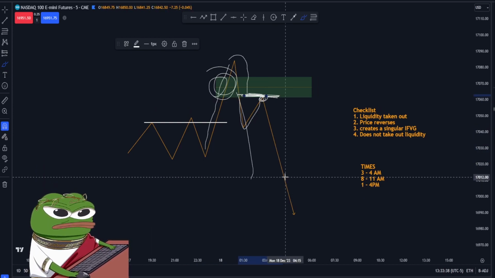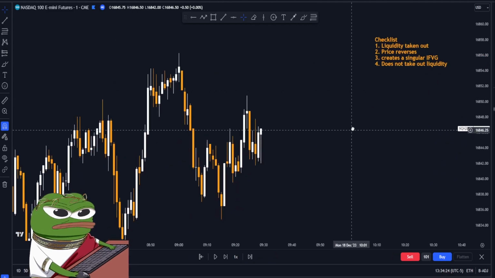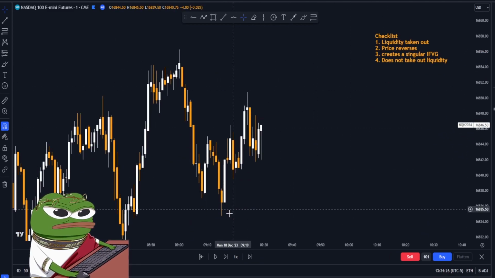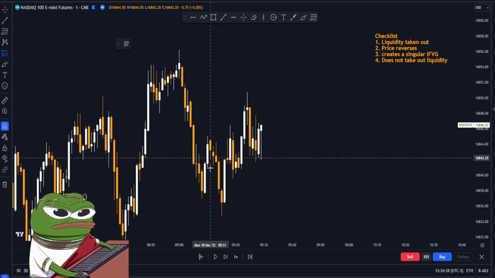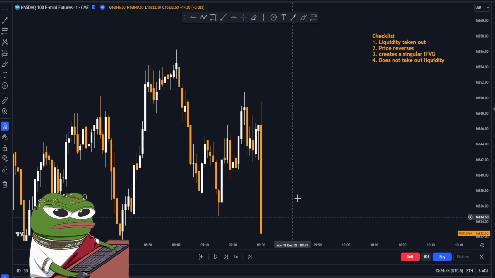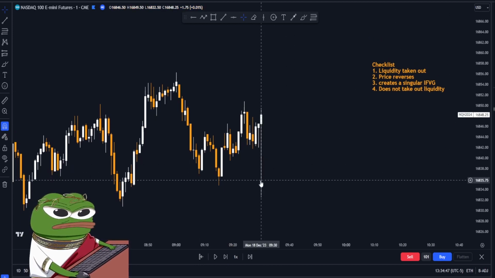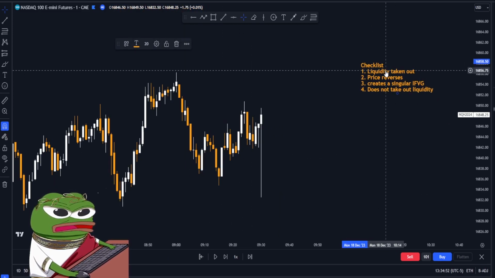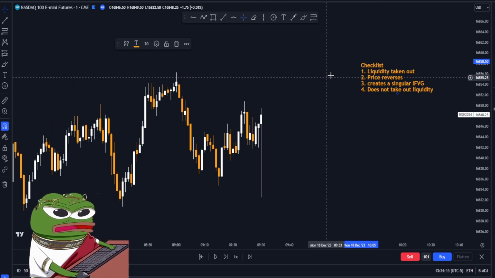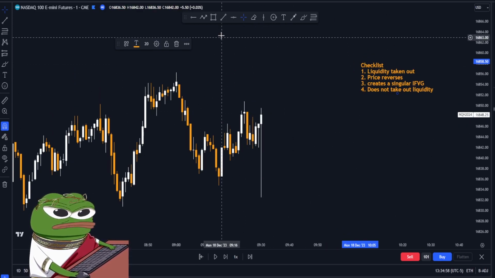So now let's look at some examples from the live market. So here we are, New York Open today, and I'm waiting for the price to just show me the moves. You can already see the setup happening here, but we are not trading that. I'm gonna show you a better example. So 9:30 open, we took out this liquidity here. So first liquidity taken out, check. Now price reversing, check. And now I'm waiting for inverse fair value gap that is singular.